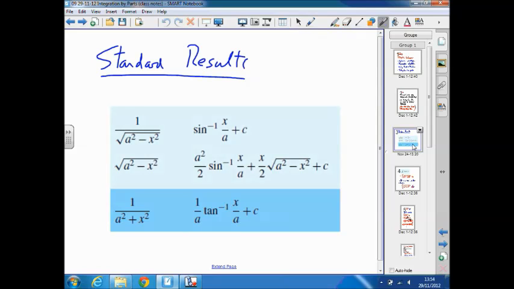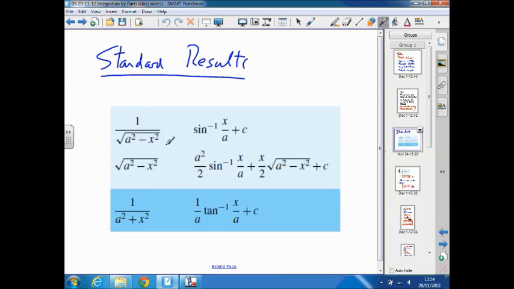Standard results, what do I mean by that? Well, here are a few, and you remember those from last week. We looked at one or two standard results. So if I want to integrate something like this, what I'm doing is I'm trying to get the problem I'm trying to solve to look like that standard result. And that sometimes is not easy, and that's probably the hard part of using these things.